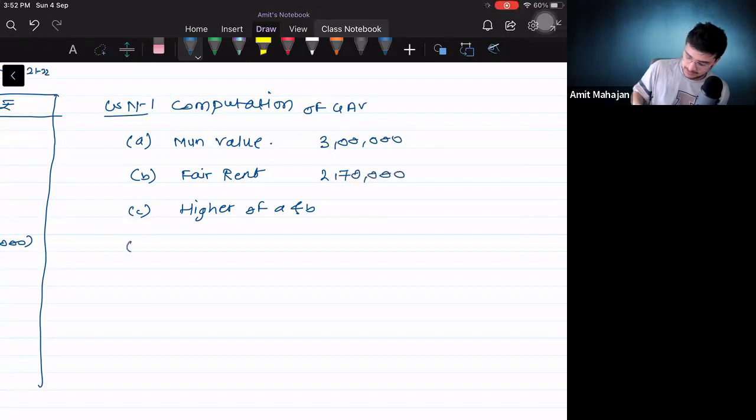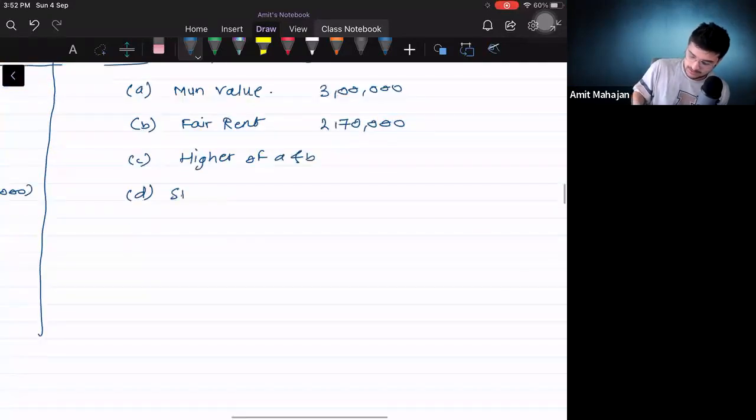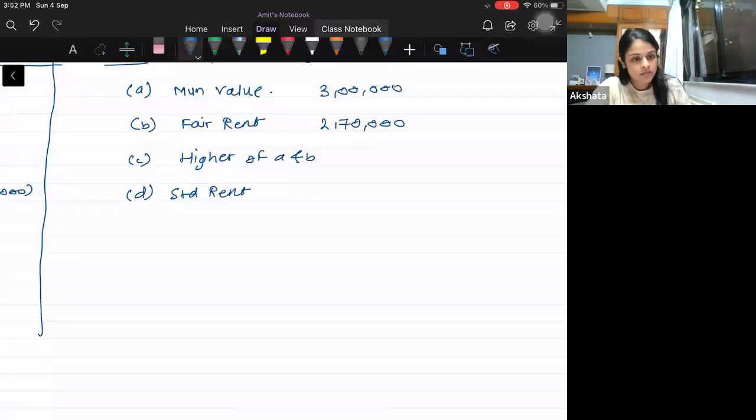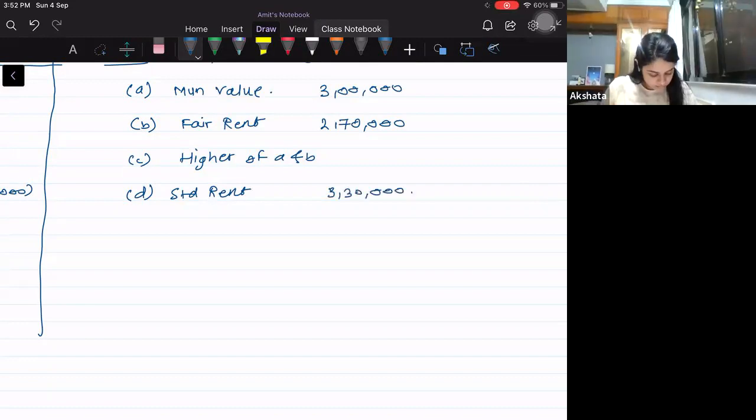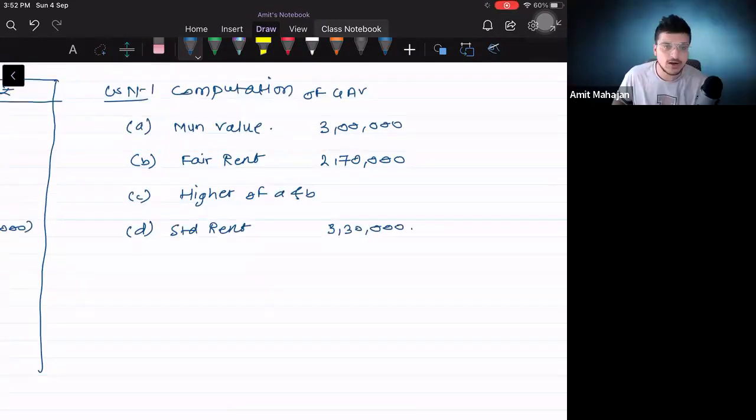Higher of A and B. Then standard rent. Okay, standard rent is 3,30,000. 3 lakh 30. Okay, thank you. Now, will I do the computation like this? Municipal value, fair rent?